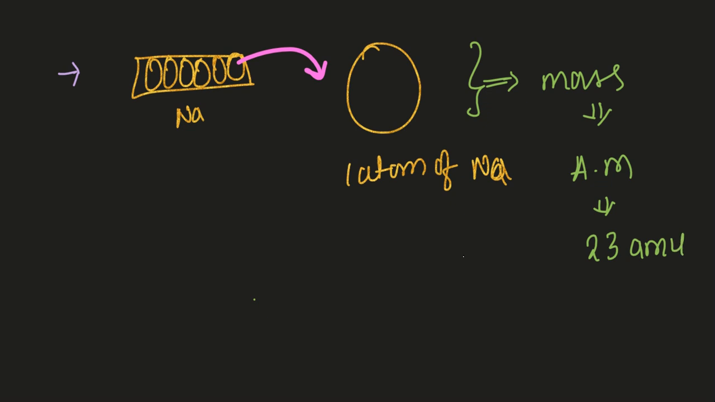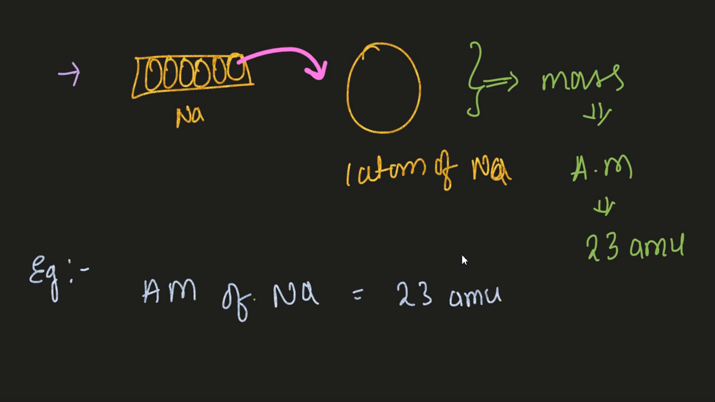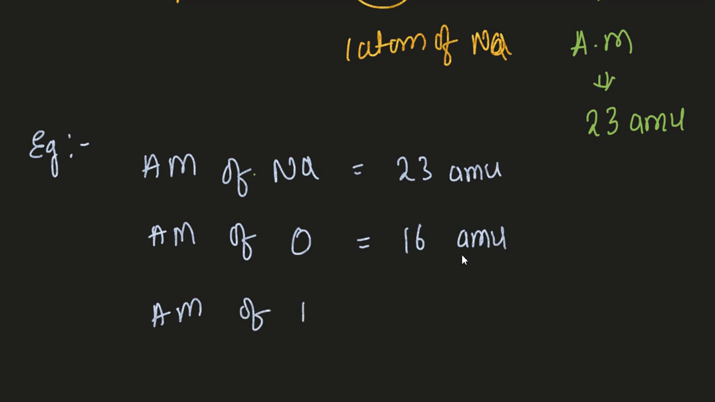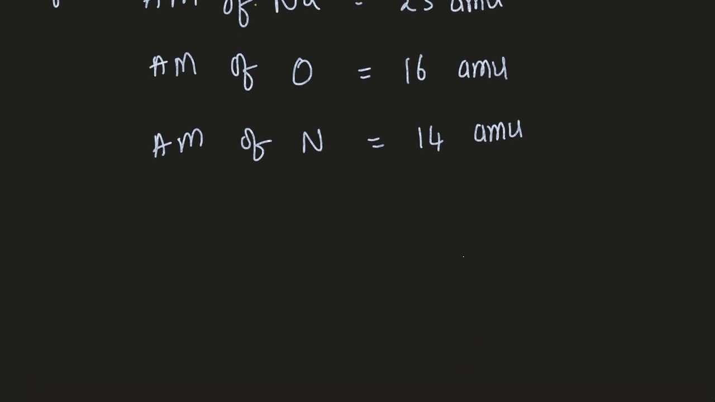Let us take a few examples here. The atomic mass of sodium is 23 AMU. In the same way, the atomic mass of oxygen is 16 AMU, and the atomic mass of nitrogen is 14 AMU. I hope you people got clarity about atomic mass, or you can even call it atomic weight. Now let us go with the next one.